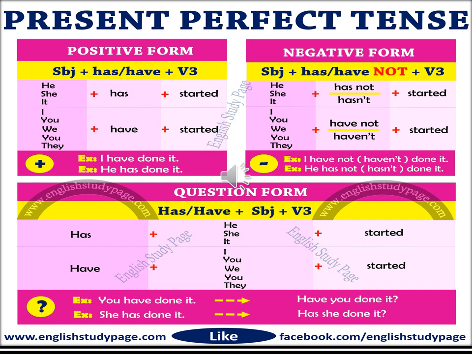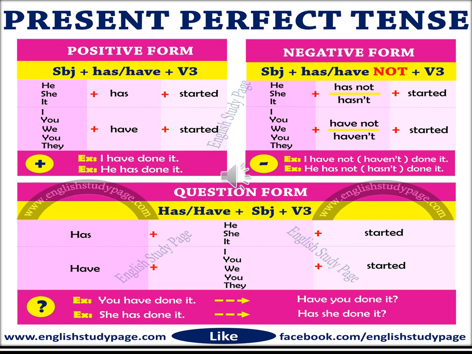In case of interrogative negative sentences, again the auxiliary verbs will be in the beginning, that is has or have plus subject plus not plus third form of the verb plus object. Children, please note that in all these forms of sentences, has is used with singular subjects, that is he, she, it and singulars we use has, and in case the subject is I, you, we, they or plurals, then we will use have.